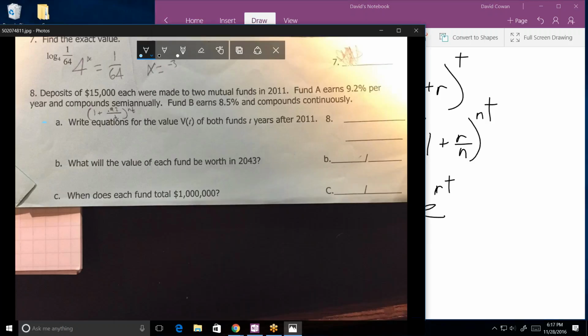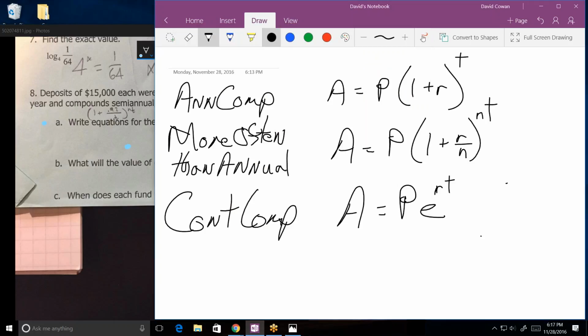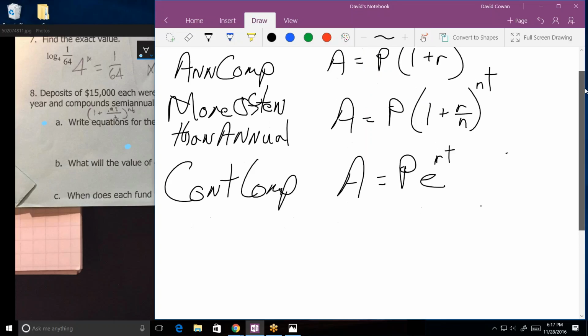Now, this specific problem, you got two different funds, and Fund A pays a higher interest rate, but only compounds semi-annually. Fund B pays a lower interest rate, but compounds continuously, which is better. The question is how much better? All right. So, write equations for the value of both funds 2 years after 2011. So, Fund A.